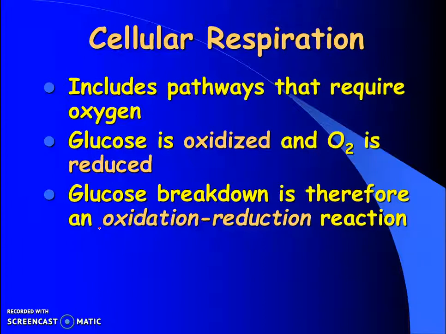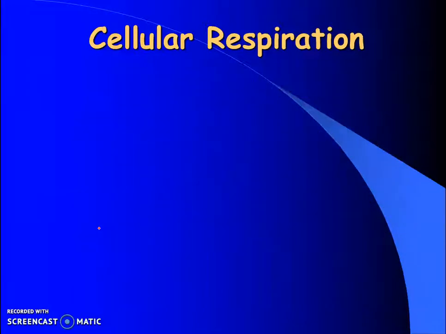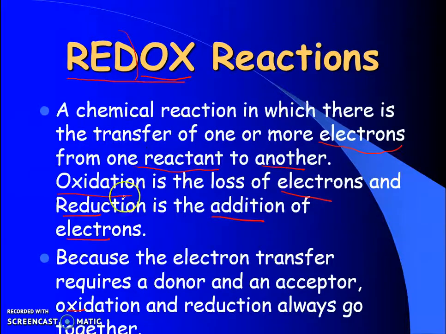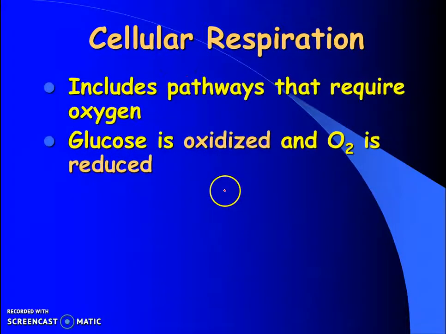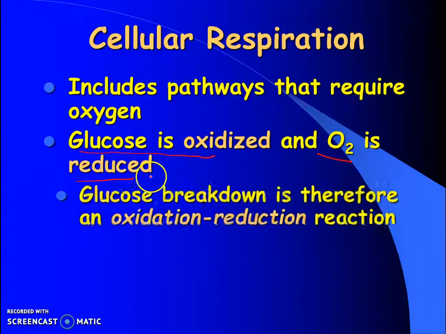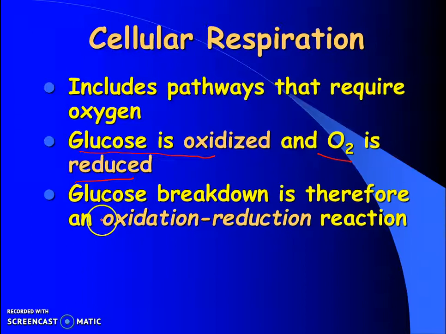So if we are saying that glucose is oxidized, that means, going back to this definition, oxidation is loss of electron and reduction is addition of electron. So the glucose loses the electron and oxygen gains the electron. That's why glucose is oxidized and oxygen is reduced. So in cellular respiration, the glucose breaks down through an oxidation reduction reaction that we also call a redox reaction.